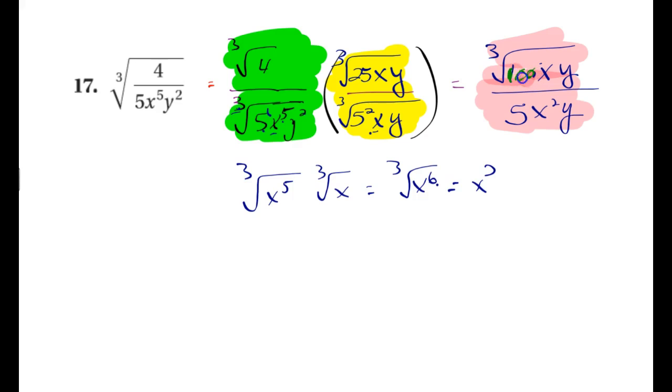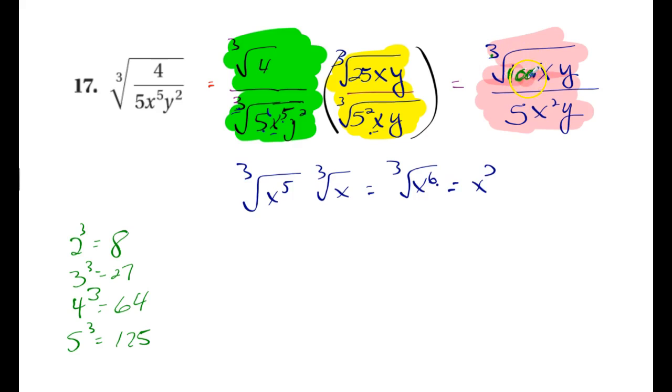I'm thinking if I can simplify that 100. So right now what I'm thinking is 2 cubed is 8, and 8 doesn't go into 100. 3 cubed is 27. I'm trying to look for perfect cubes that go in there, so 64 doesn't. And 5 cubed is 125, so I don't think I can simplify the cube root of 100.